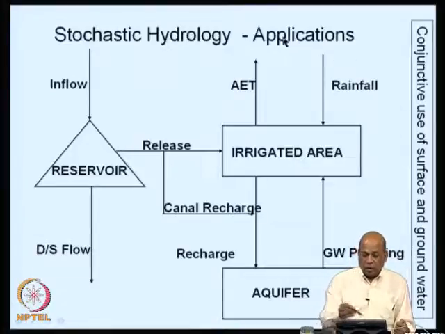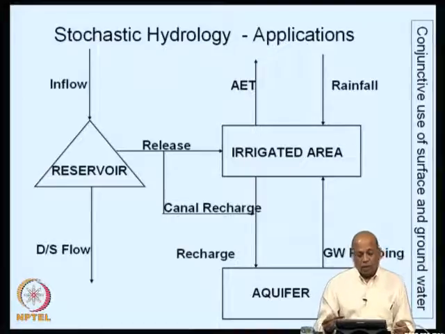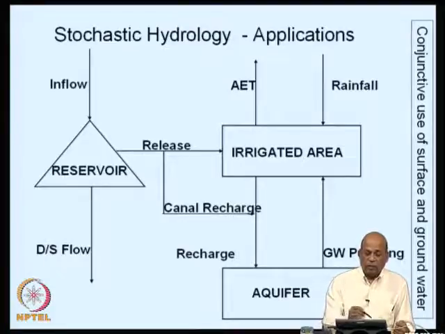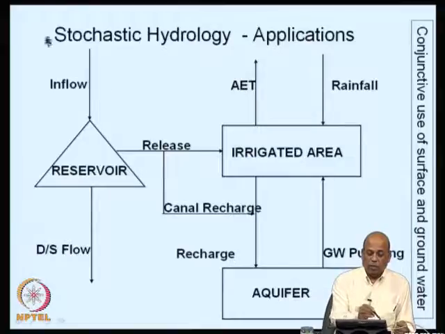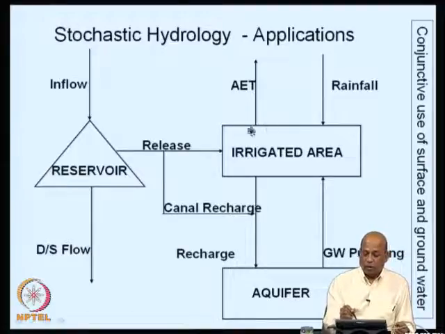Now, when we want to analyze this entire system and arrive at decisions, as you can see, there are a large number of uncertainties associated with several variables. For example, the inflow itself is governed by the rainfall in the catchment area, which is an uncertain phenomenon, and then the actual evapotranspiration depends on a large number of factors. For example, it depends on the soil moisture, the type of crop, the timing of crop growth stage, and so on and so forth.